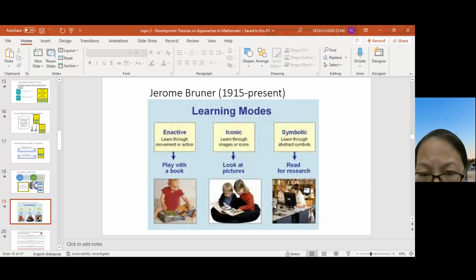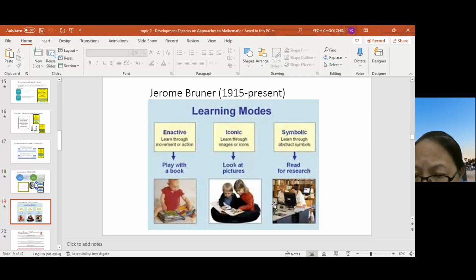Iconic, learn through images or icons. They see and they learn. They see, they remember, they learn. They look at the pictures. Oh, it's like this one, huh? Classification means this one, all the oranges here, all the apples here, for example.